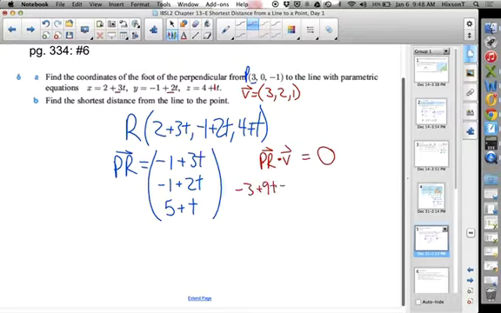Plus 9t, -2 plus 4t, and 5 plus t. Add them all up: -5, 0, plus 14t equals 0, so t just equals 0. That was easy.